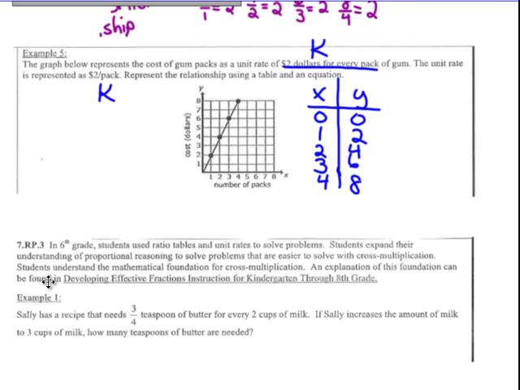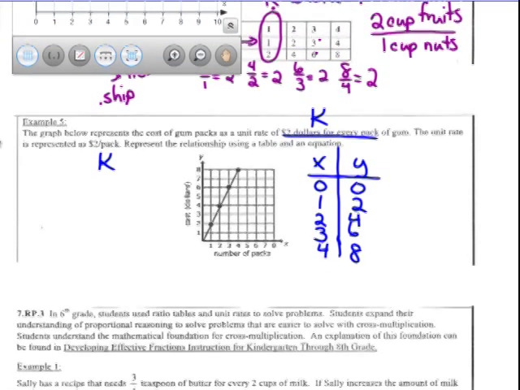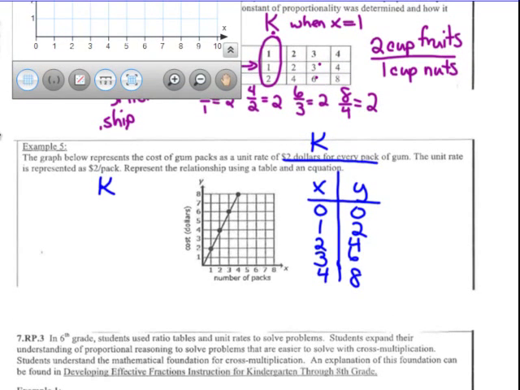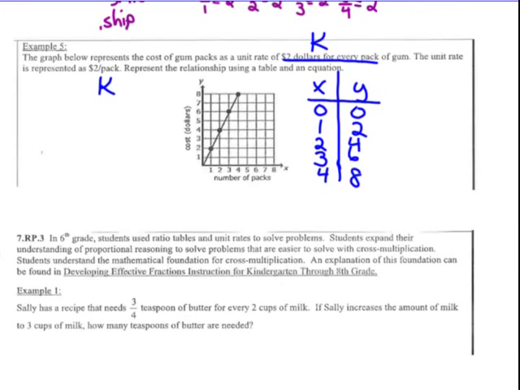Well, I could have just used this graph for the last one up here. Same relationship. 1 and 2, 2 and 4, 3 and 6, 4 and 8. So I could have used that graph. The unit rate is represented by $2 a pack. Represent the relationship using a table and equation.